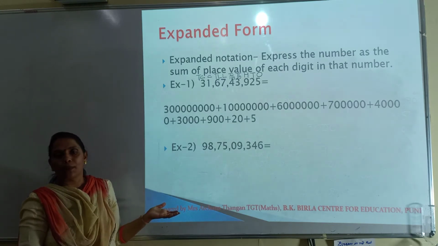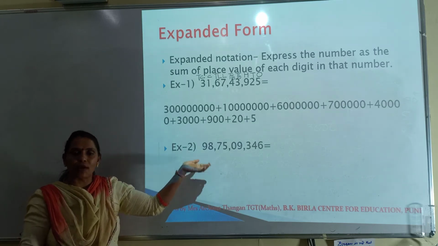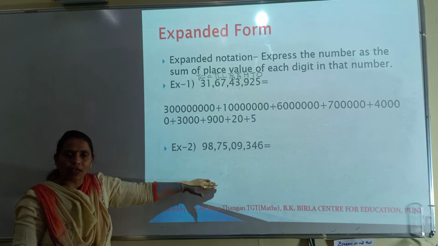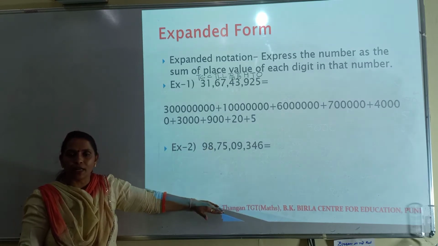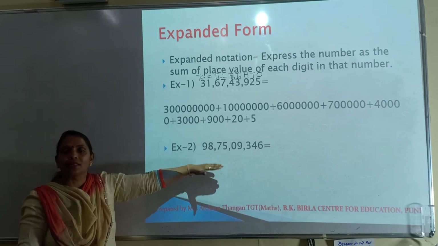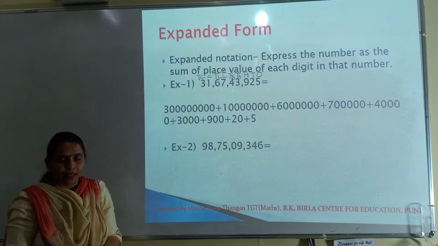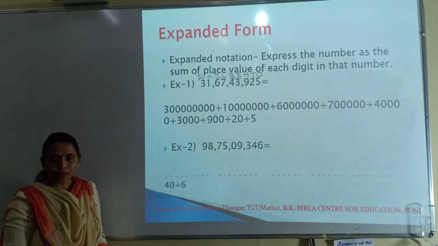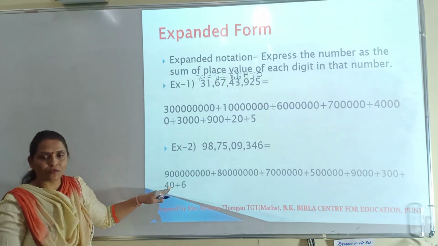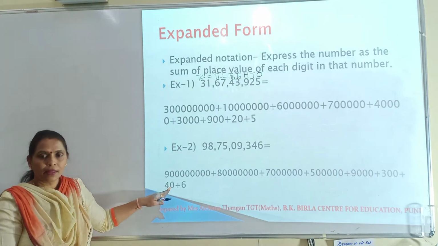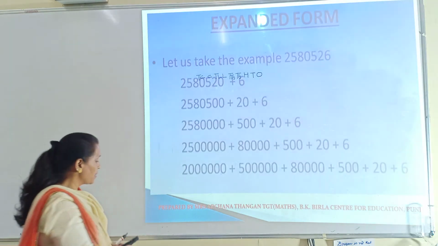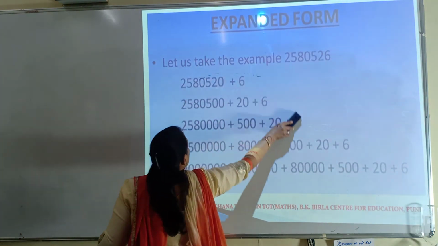Same rule we have to apply. We have to write the place value of each digit and then we have to add. This is the way we have to find the expanded form. Already we discussed this in the looking back lesson. There was a 5 or 6 digit number. So, this is the expanded form of this number. Next, this way also you can find the expanded form.